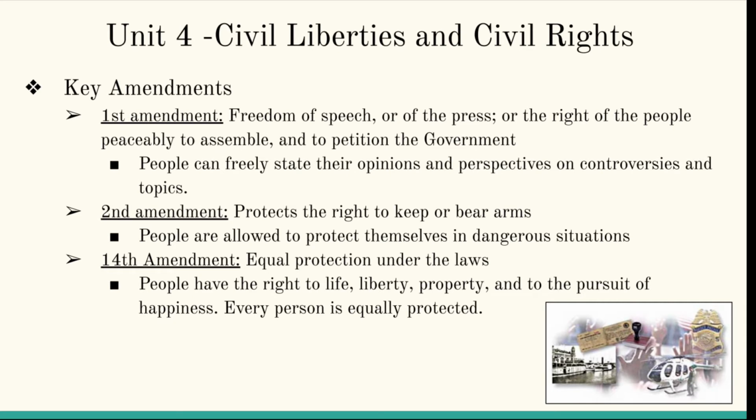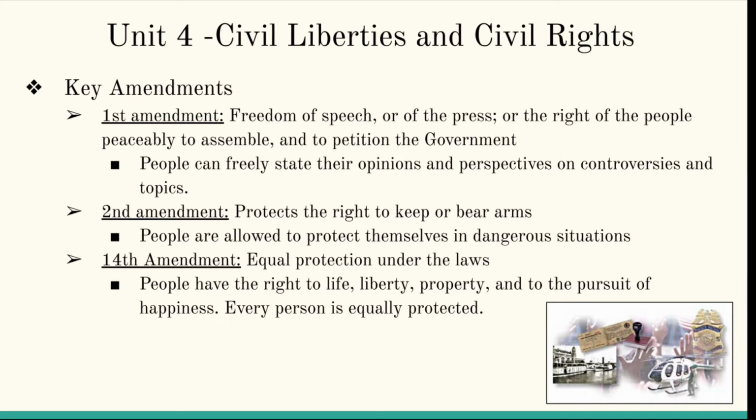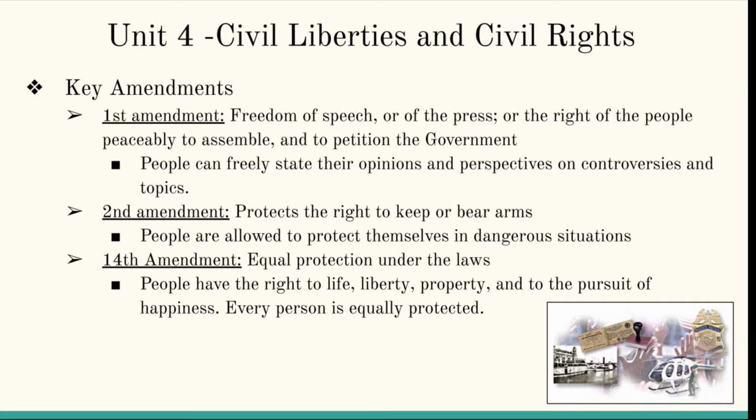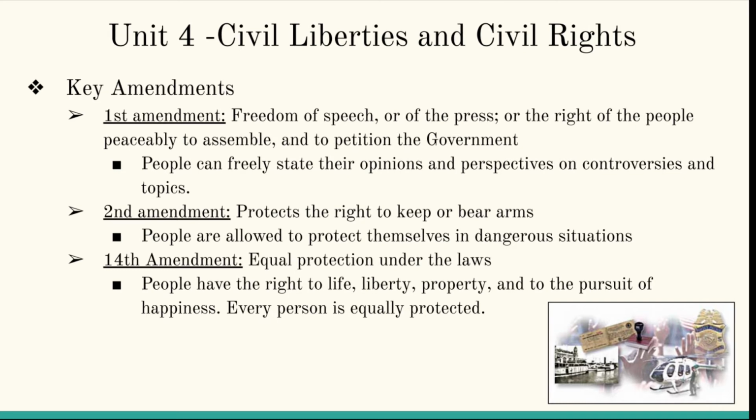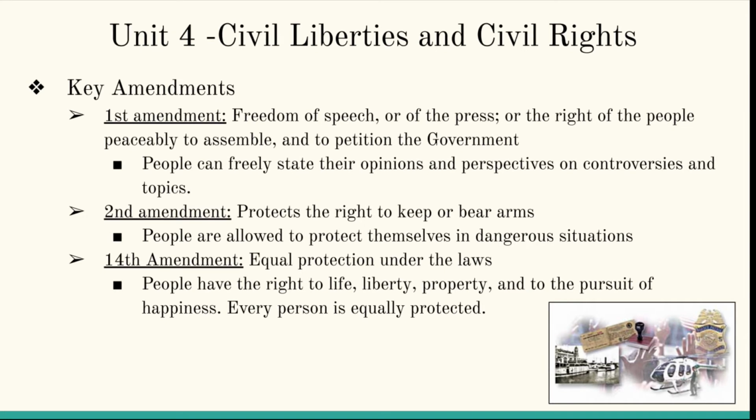Unit 4, Civil Liberties and Civil Rights. There are three main amendments that one should know. One being the First Amendment, freedom of speech, press, assembly, and petition. The Second Amendment protects the right to keep or bear arms. Next is the 14th Amendment, which is equal protection under the laws. This is important because it outlines the basic rights for a person and allows people to use their voice, to state their opinions publicly, and to publish them without the government stopping them.